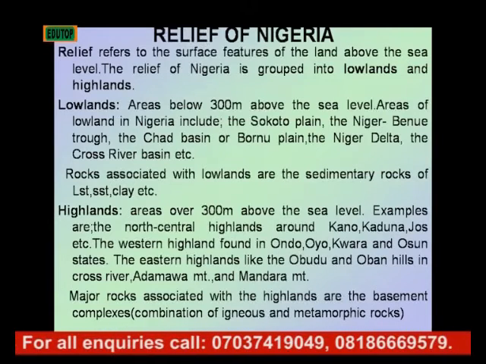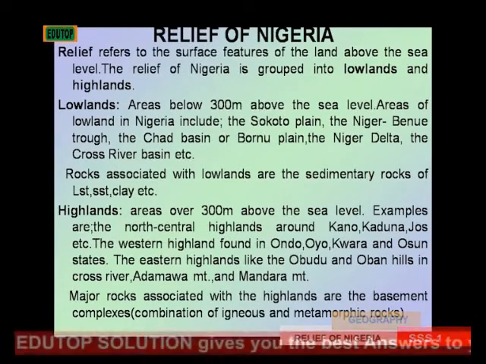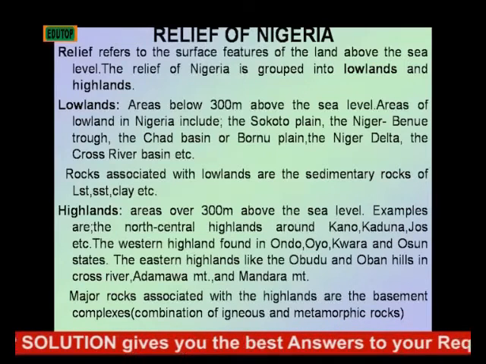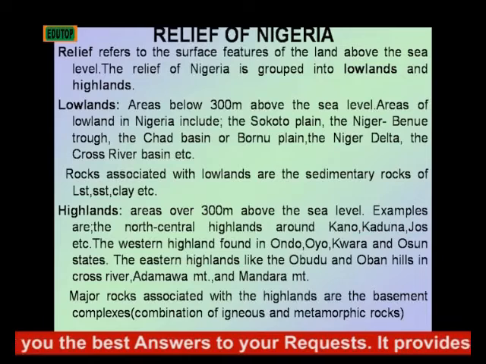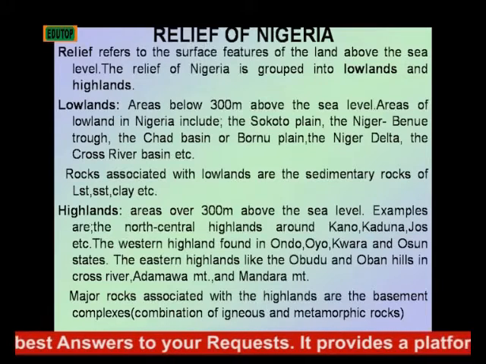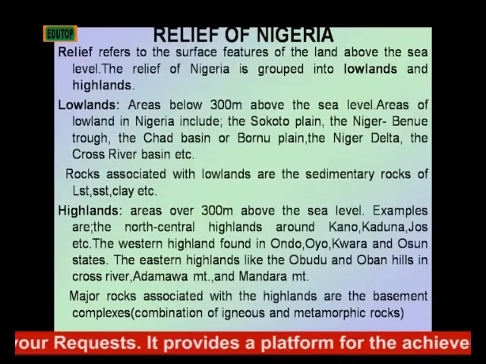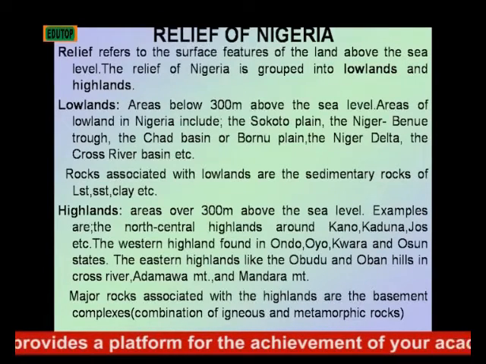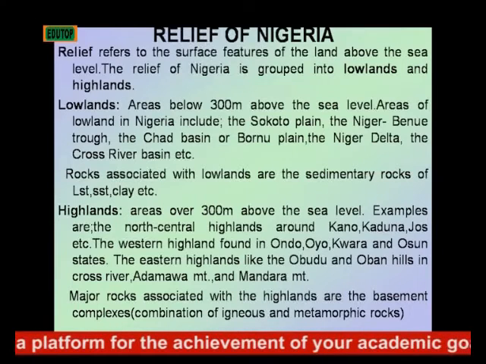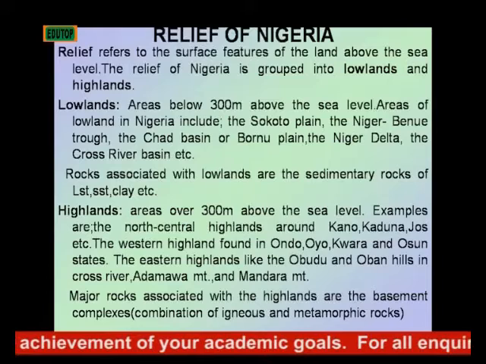Such areas in Nigeria include the Sokoto Plain, the Niger-Benue Trough, the Chad Basin, the Borno Plain, the Niger Delta, and the Cross River Basin. And rocks commonly associated with lowland areas are the sedimentary rocks. An example of such rocks include limestone, clays, sandstone, etc.